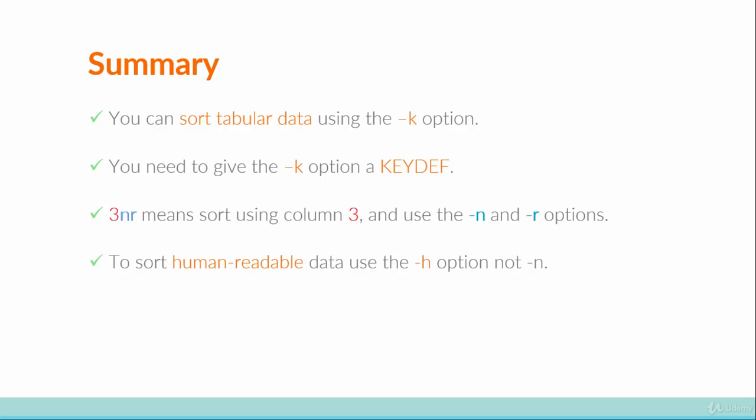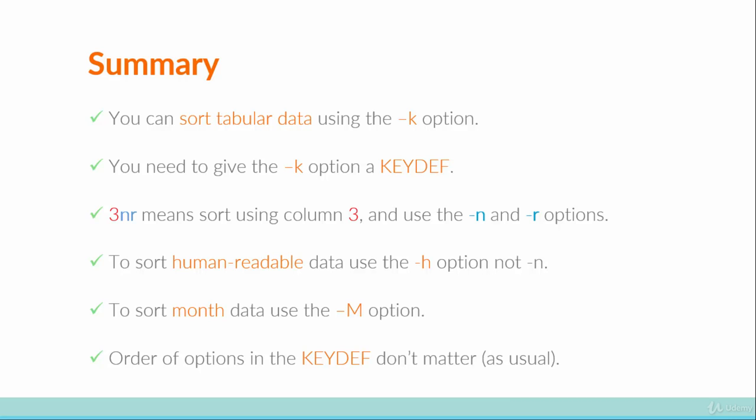And to sort human readable data, you'd use the H option, not the N option, and those are incompatible. You can't use both at the same time. So if you've got human readable data, then use the H option instead of the N option, like you saw with the ls command that we used in this video. You can also sort using months, using the capital M option, and because the sort command sorts smallest to largest, you'll find that January comes first and then December comes last, but of course you can reverse that using the R option as well.